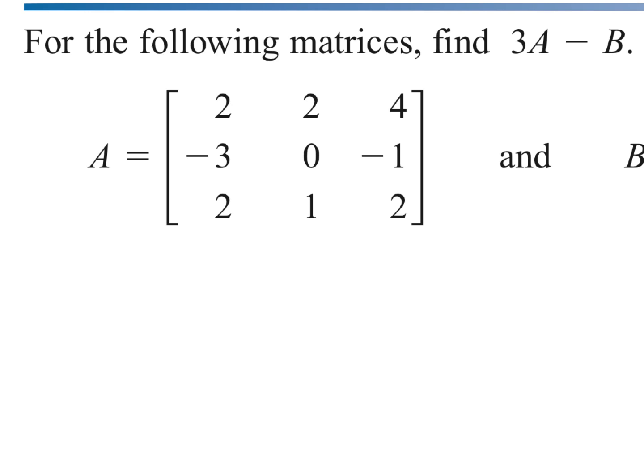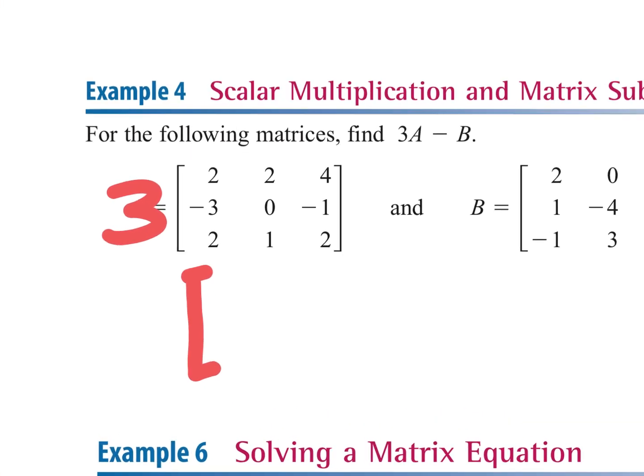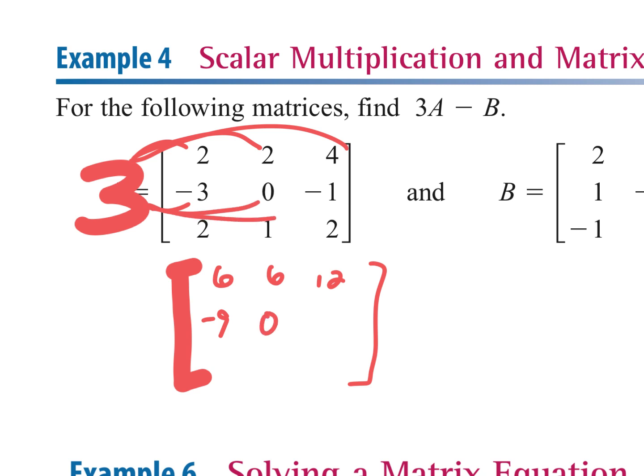You would set it up and you'd say 3 and then, actually if you want to, you can do it up here. You just want to put a 3 right here and then rewrite the matrix, that's fine. So when you distribute, what's 3 times 2? 6. Now I'm going to go to the right. 3 times 2 is 6. 3 times 4 is 12, okay? 3 times -3. Yep. 3 times 0. 3 times -1. Yep. 3 times 2. 3 times 1. And 3 times 2. All right. Can everybody in here multiply those numbers together? Yes.